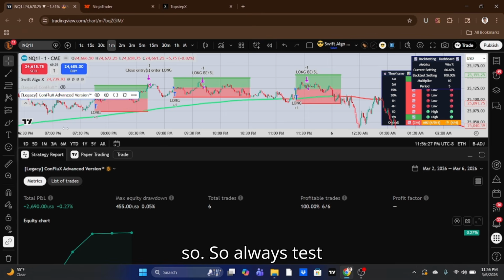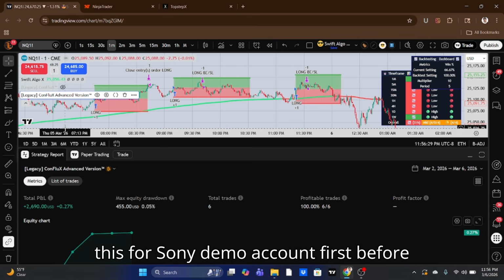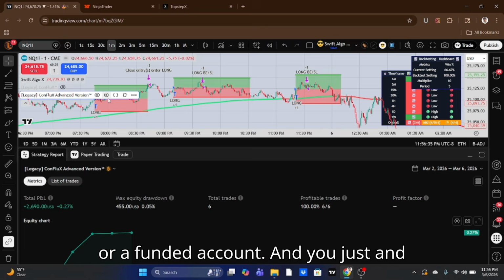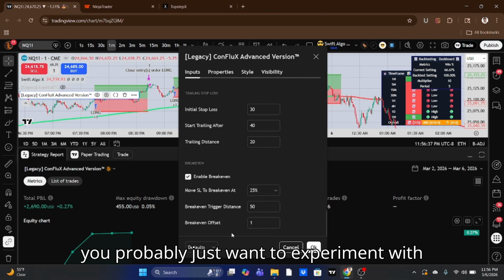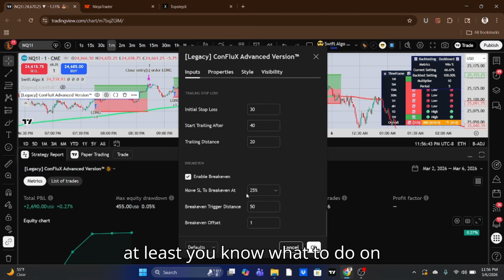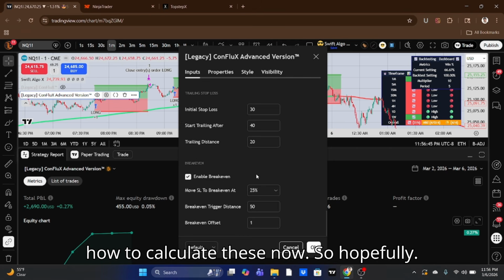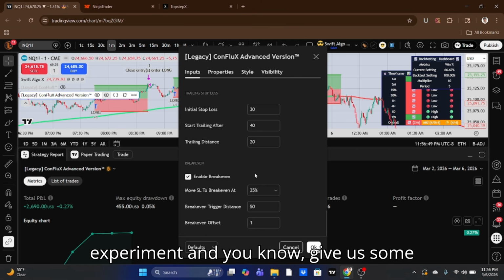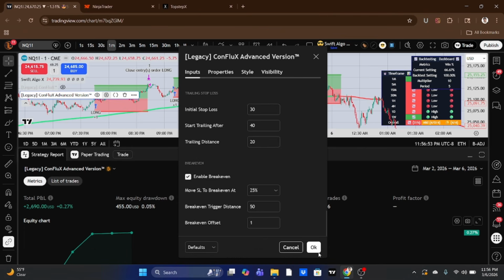So always test this on a demo account first before actually applying it to an eval account or a funded account. And you probably just want to experiment with different settings, but at least you know how to calculate these now. So hopefully you guys will experiment and give us some good tips on what to use.